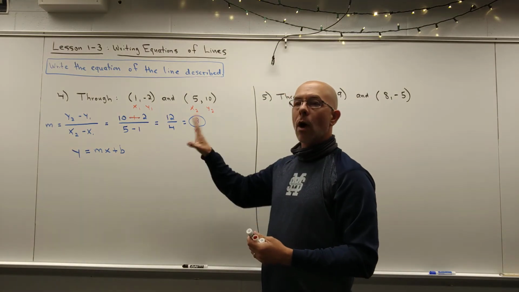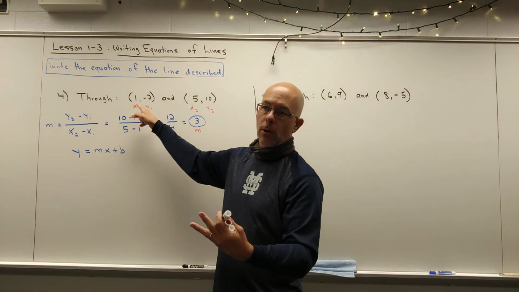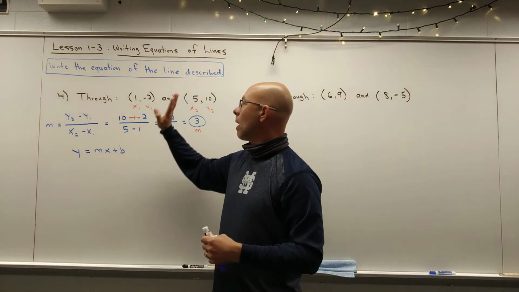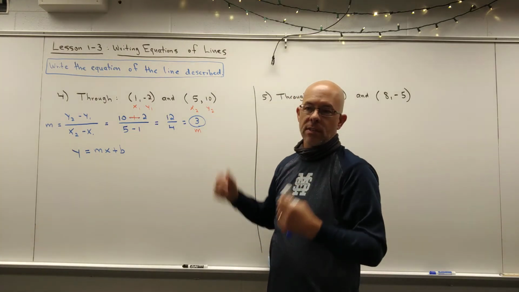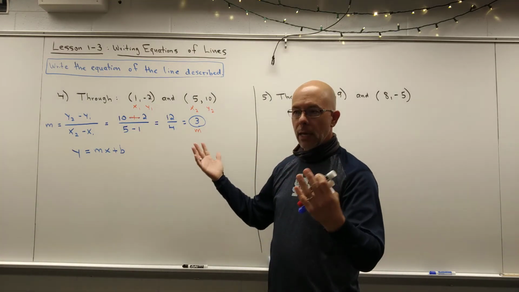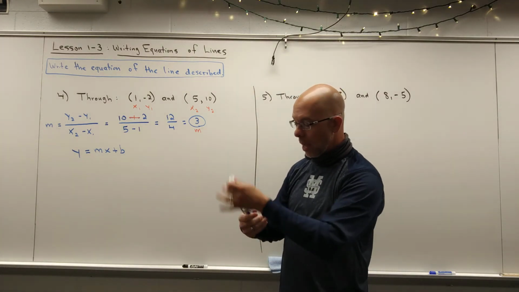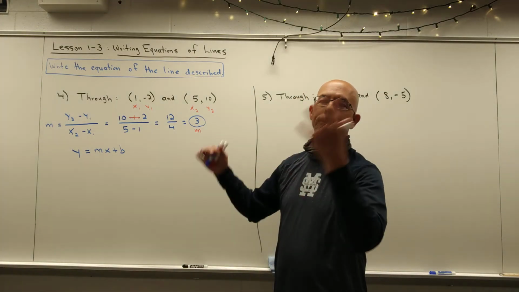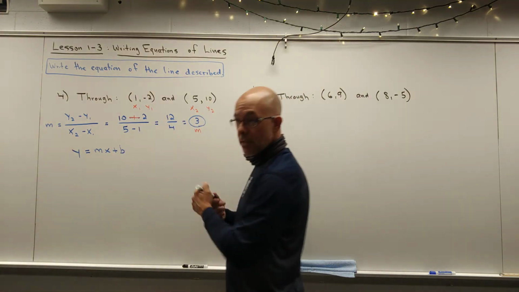Now, you are free to choose whichever. It doesn't matter. If you say, I like this point because the numbers are smaller. Some people are like, well, I don't like the fact that that's got a negative, so I'm going to use this point because the numbers are just 5 and 10. They're easy. You pick. b will come out the same provided you don't make a careless mistake along the way. I'm going to use the 5 and the 10 just because. So where I see the y, I will put 10.